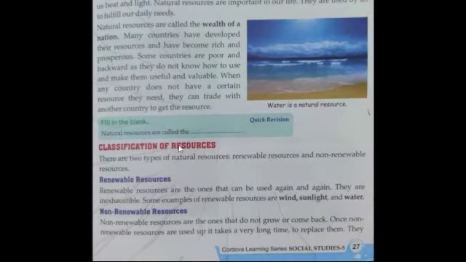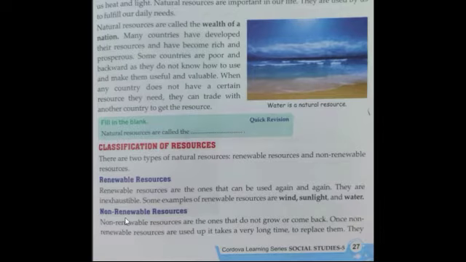Now we will read about classification of resources. There are two types of natural resources. First is renewable resources and non-renewable resources. Renewable resources are the ones that can be used again and again. They are inexhaustible. Some examples of renewable resources are wind, sunlight, and water.